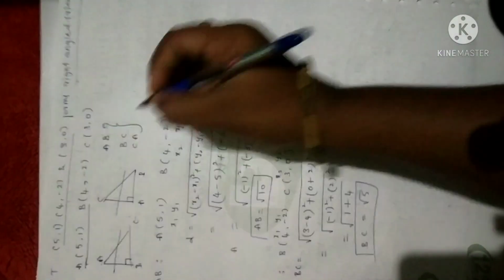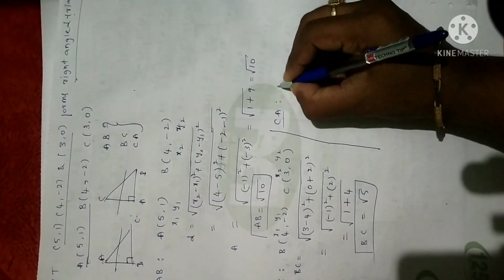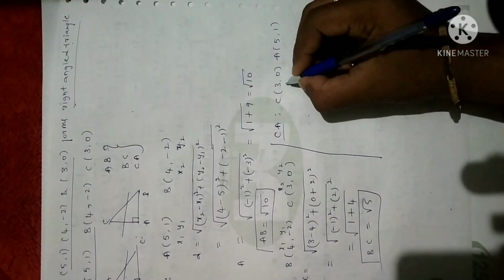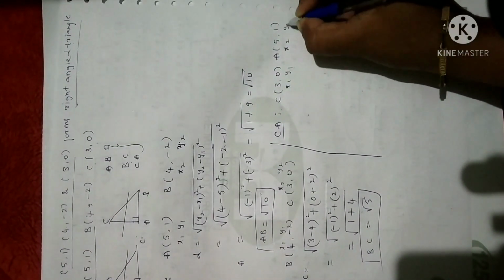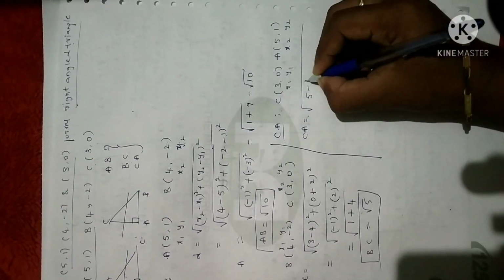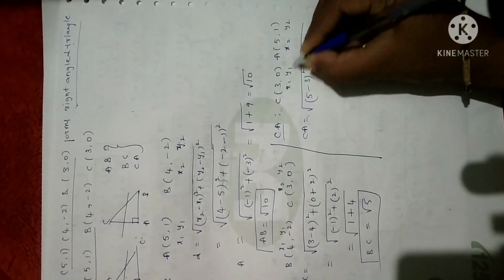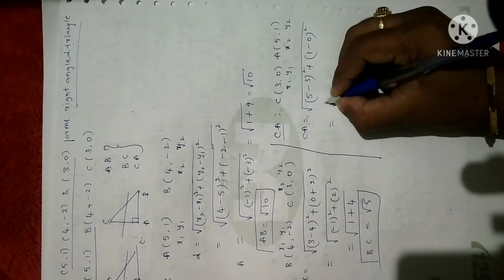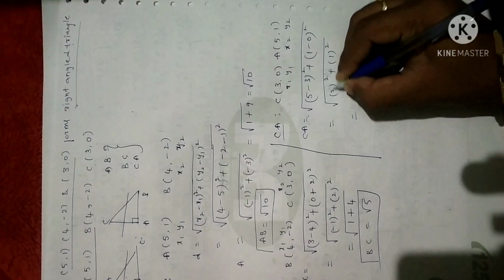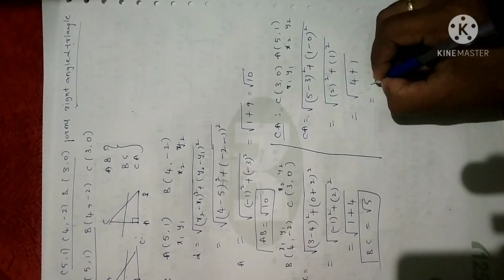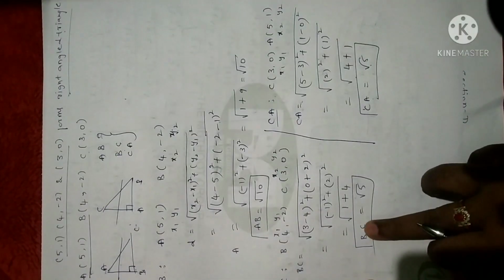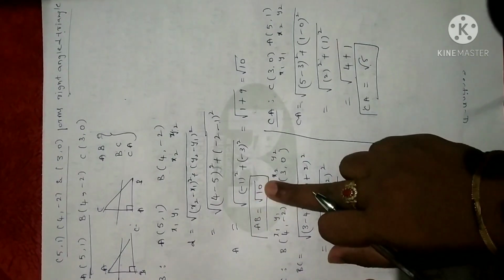Now let me find the length of CA. So C coordinate is 3, 0. A coordinate is 5, 1. So this is x1, y1. This is x2, y2. Again the distance formula gives x2 minus x1 whole square plus y2 minus y1 whole square. 5 minus 3 is 2 square plus 1 minus 0 is 1 square. 2 square is 4 plus 1 square is 1. Again what you get is root 5. So the length of CA is square root of 5. Length of BC is square root of 5. AB is square root of 10.